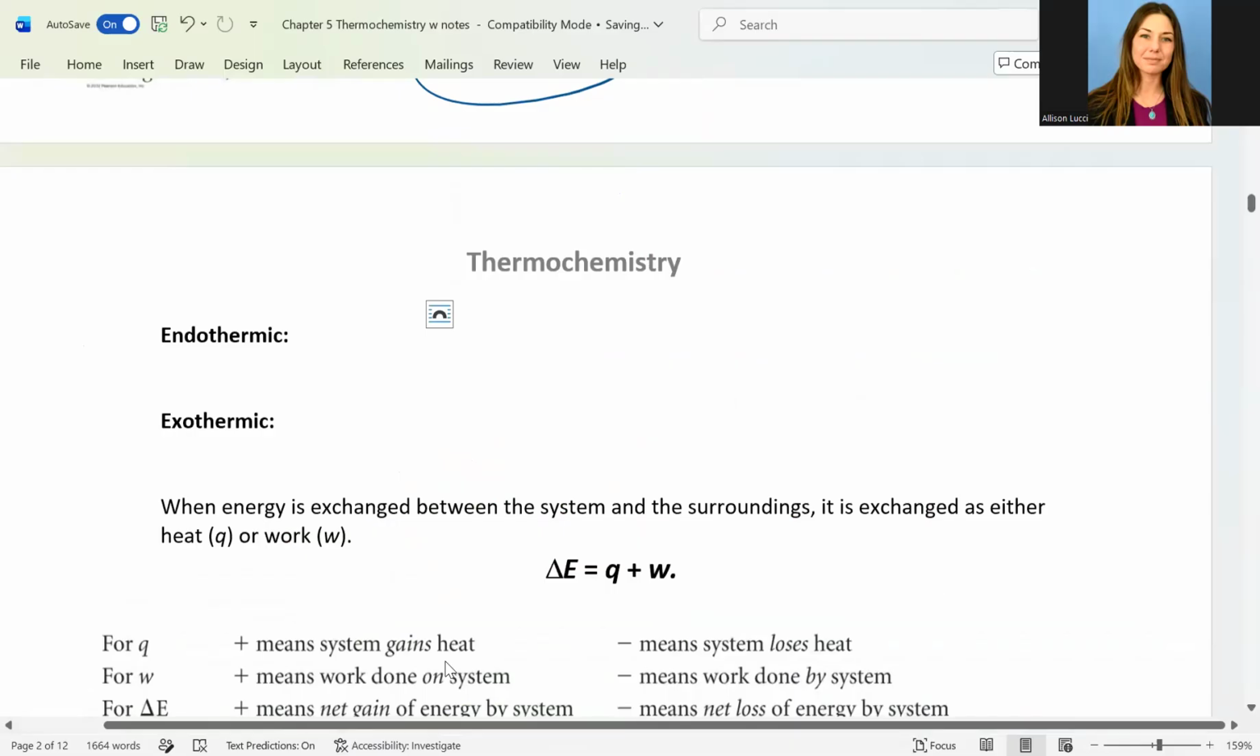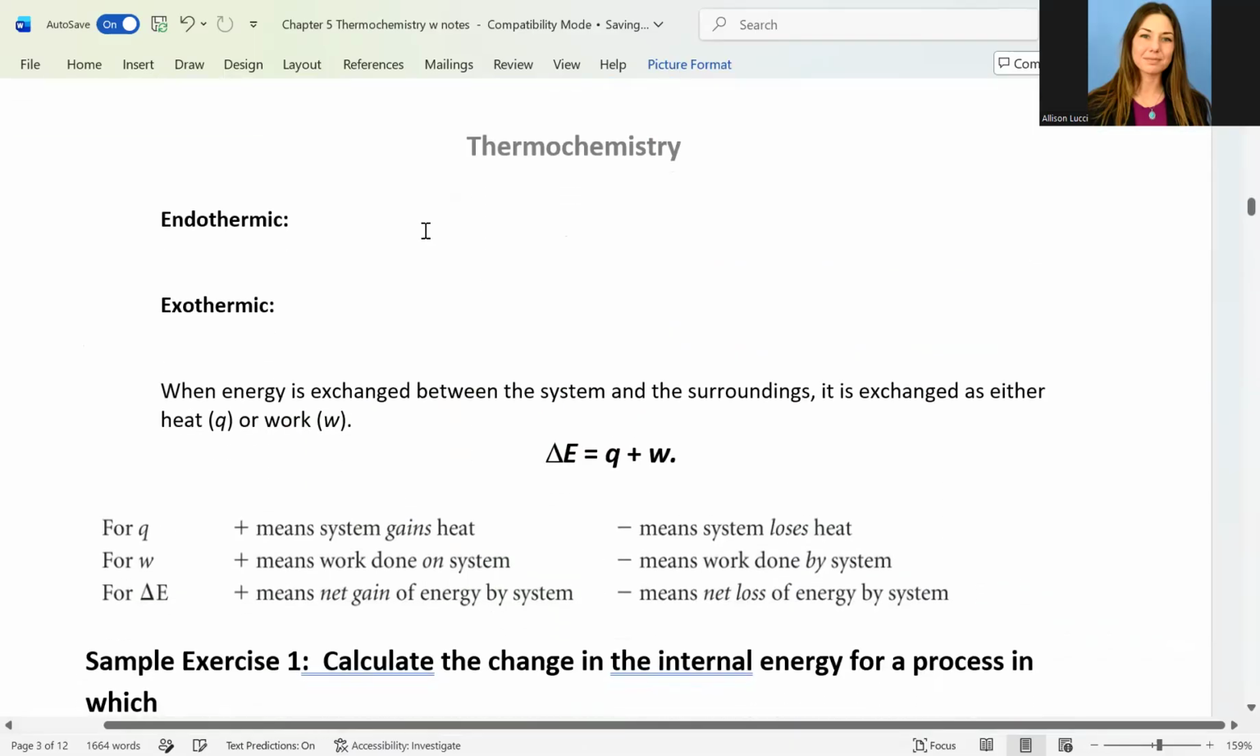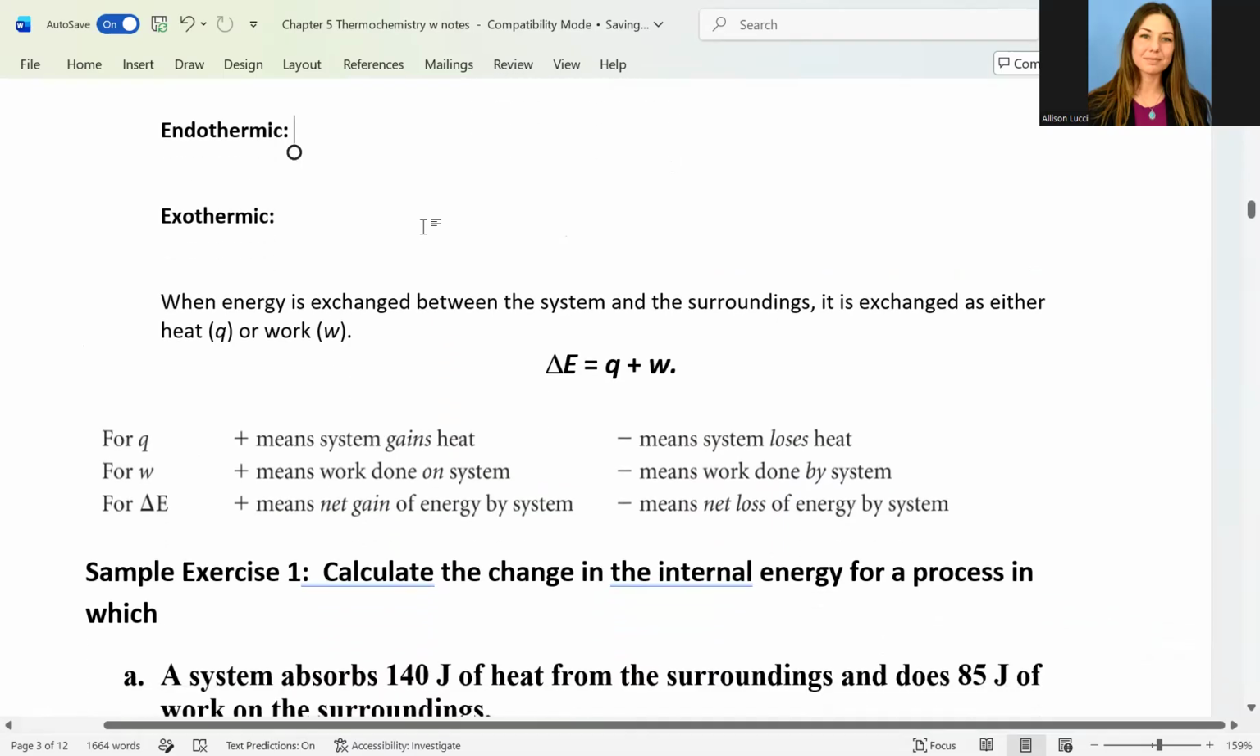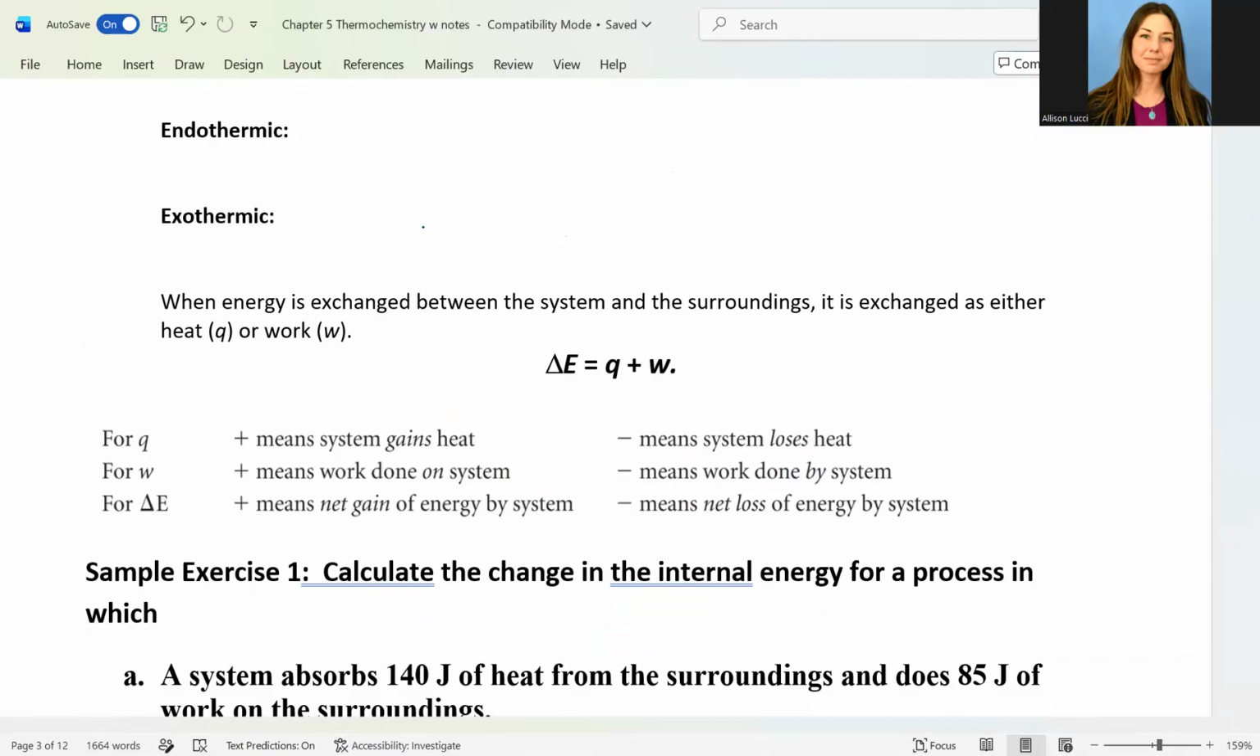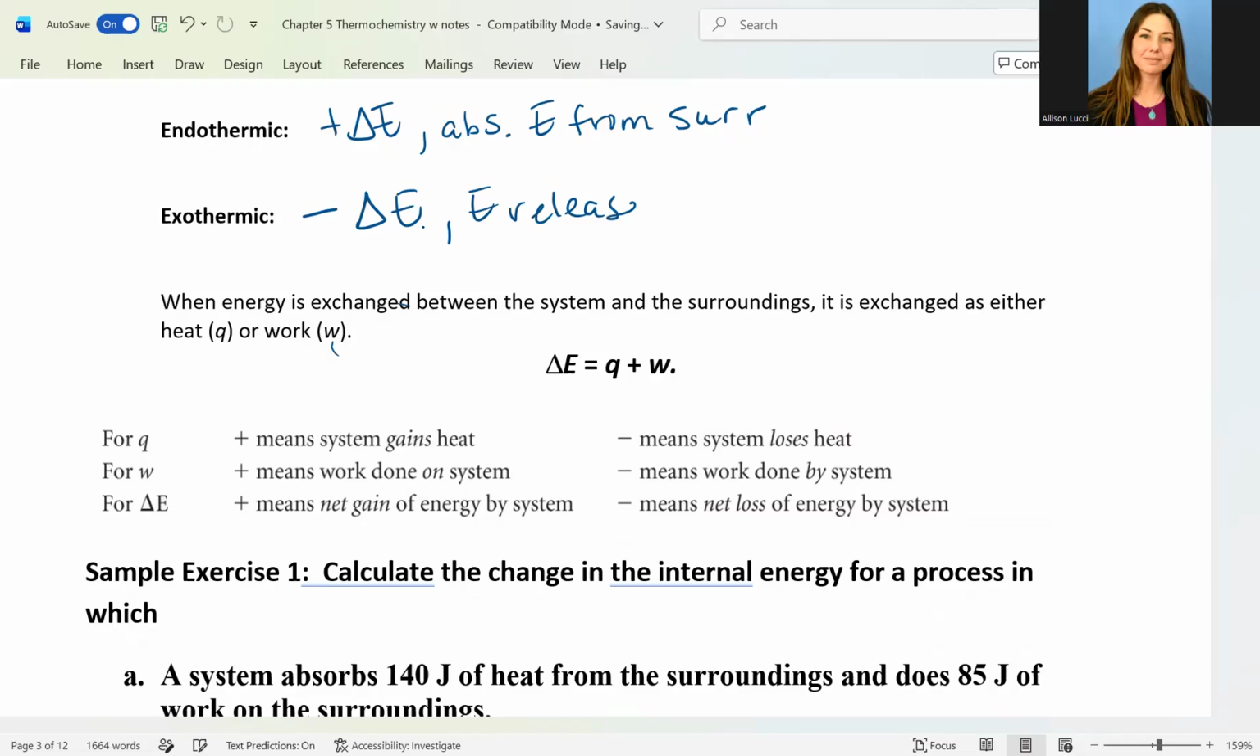So let's continue here and let's further define when we have a positive or negative change in energy. This can be referred to through these specific terms here, where an endothermic reaction is going to be a positive delta E, so an increase in the internal energy of our system, where we absorb energy from surroundings. And then here, an exothermic reaction, we're going to say that's a negative change in energy, where energy is released from the system to the surroundings.